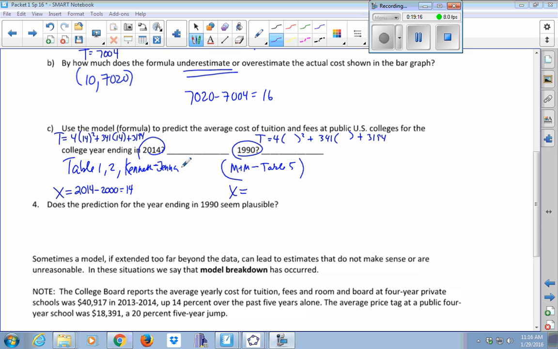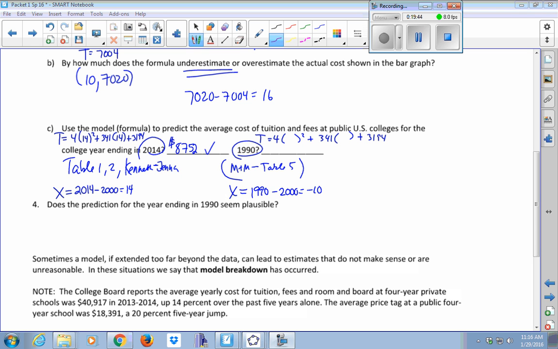And when you put that value of 14 into your model, what do you come up with for your estimate for T? $8,752. That sounds great. Do we have agreement on that? Okay, good. Okay, 1990 is a little different. You still start off with 1990, and when you subtract 2,000 from it, you get what kind of number?